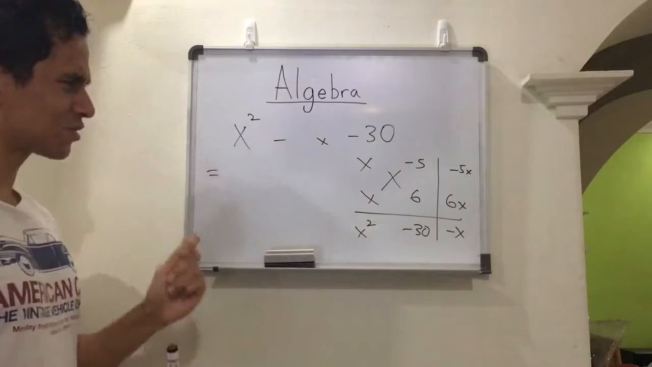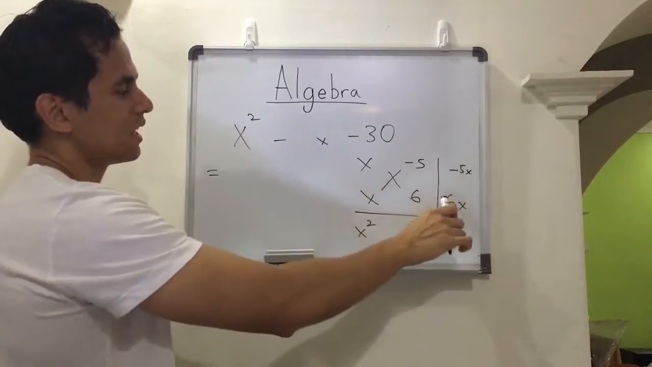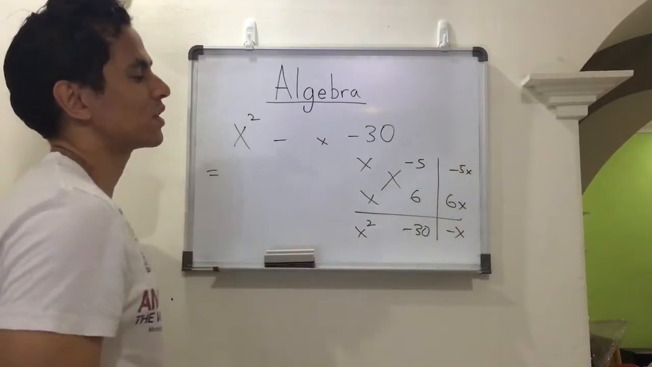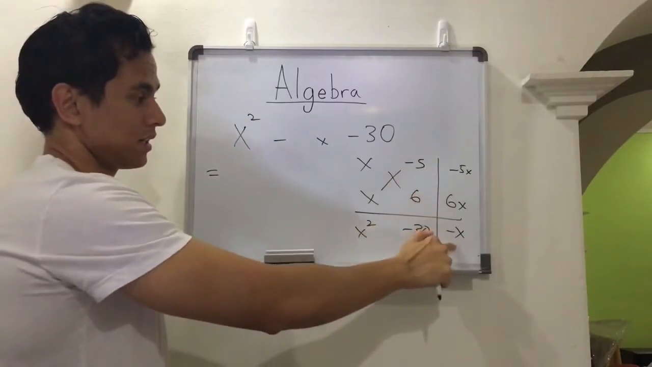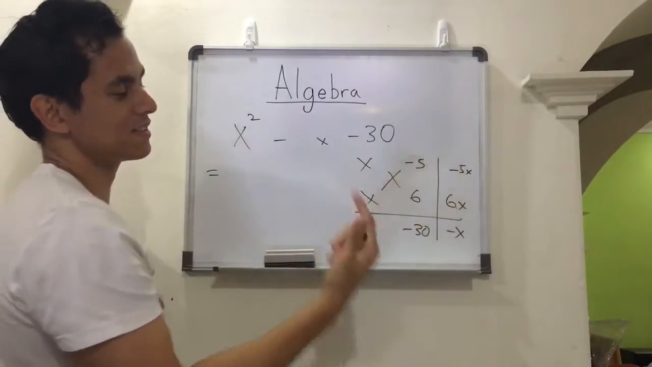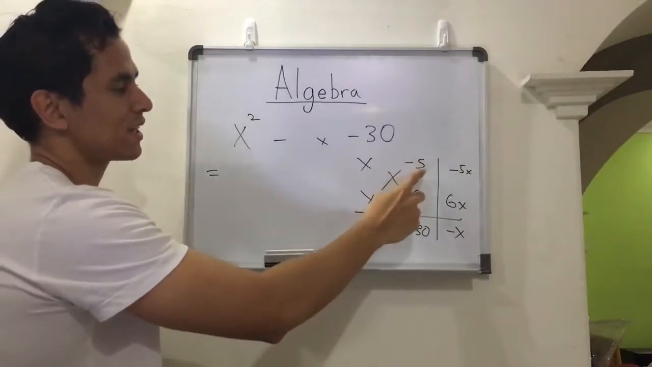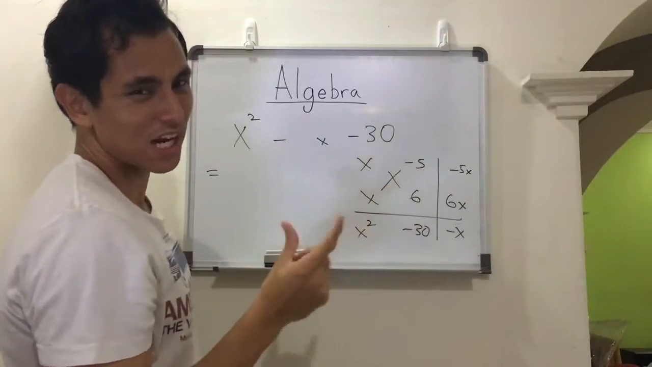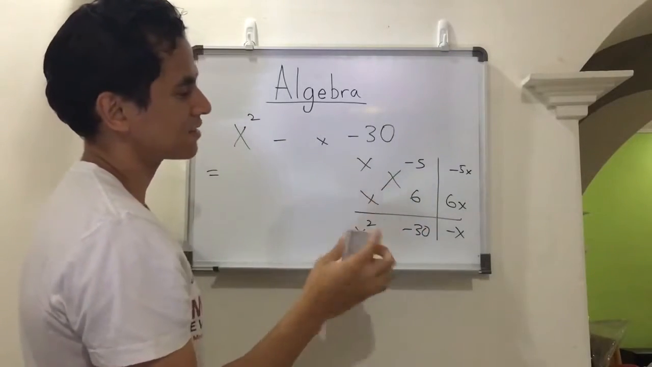Then I ask myself, is this correct? I add these two, 6x added to minus 5x, we're going to get, no, right, it's not minus x, it's just x. So this plus this is x. So I now know that my input here is wrong, my trial is wrong. So it's a bit of trial and error. So now I'm going to try another guess.